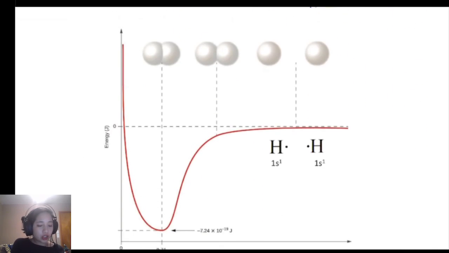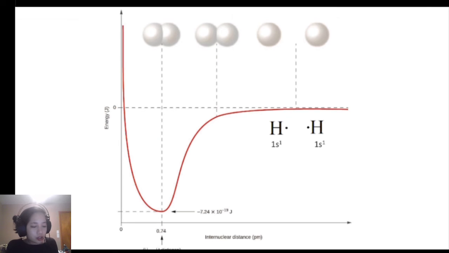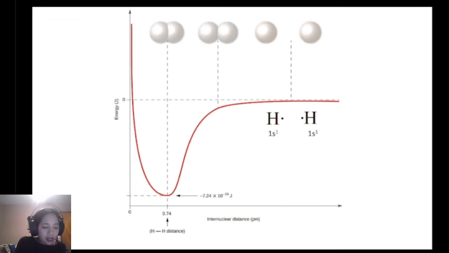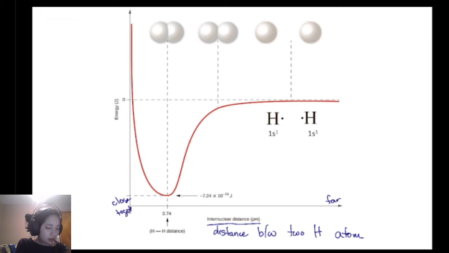So here's another way to look at it. Here's a graph. On the x-axis, we have internuclear distance. So this is essentially just the distance between two hydrogen atoms. On the right side, the two atoms are far away, and then on the left side, when it goes towards zero, those atoms are close together.